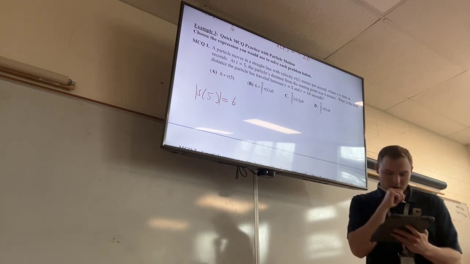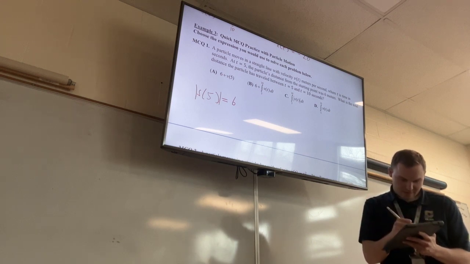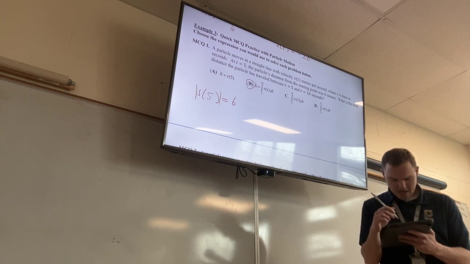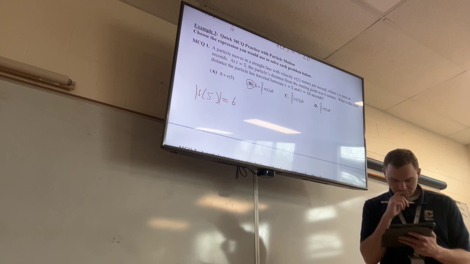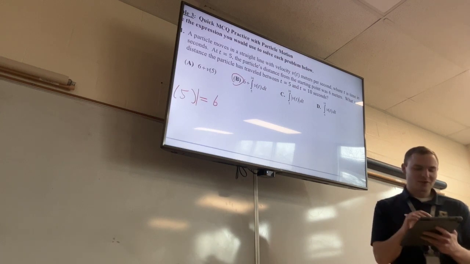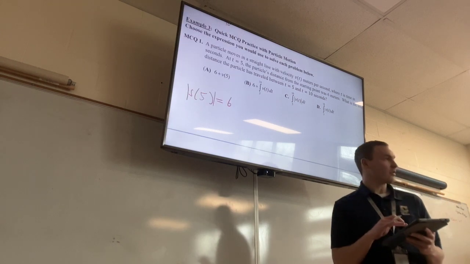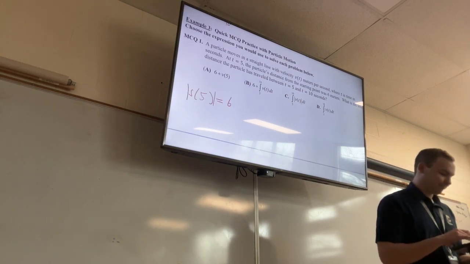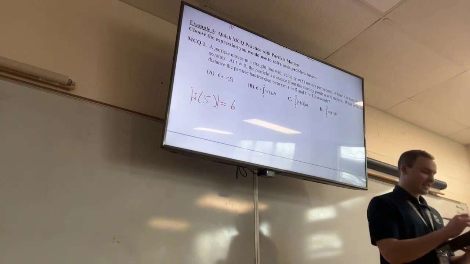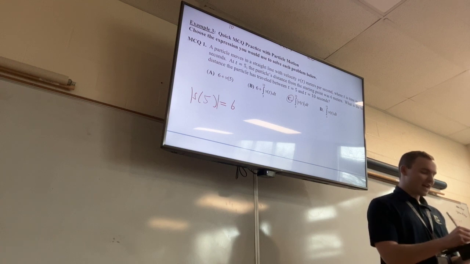Which one should I do? I'm thinking B. Wait, B? Wouldn't it be integral of absolute value of v of t? But then it's total, so what happens to the 6 then? I don't know. Oh, it's a trick question. How is this a trick question? All right, it's a trick question. Okay, it is C. Why do we not need to add the 6 there?